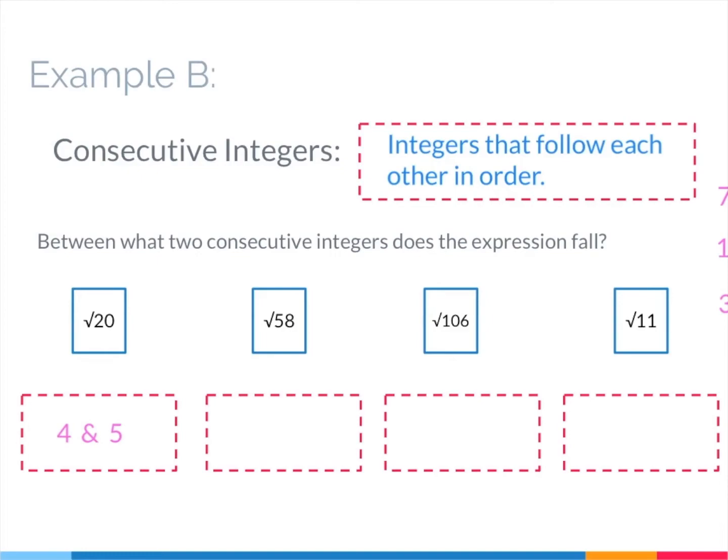So the square root of 58 is between 7 and 8, because 7's perfect square is 49, 8's perfect square is 64, so 58 falls between those two numbers. 106, I'm going to square root that. That's going to be between 10 and 11, because again, 100 and 121. And the last one, the square root of 11, is going to fall between 3 and 4. Now that we've got all of our answers, let's move on to example C.